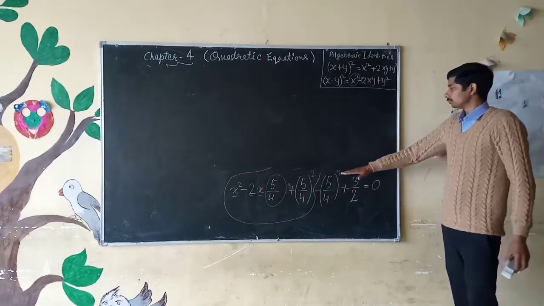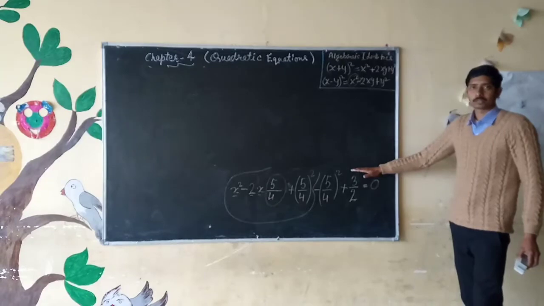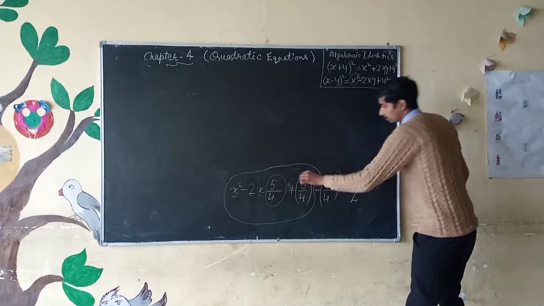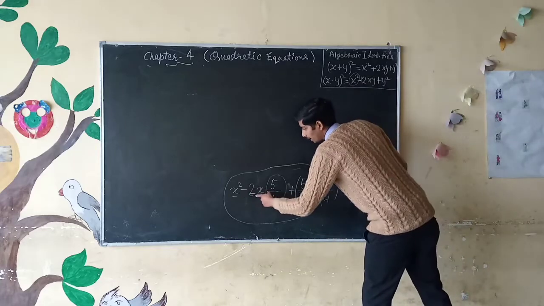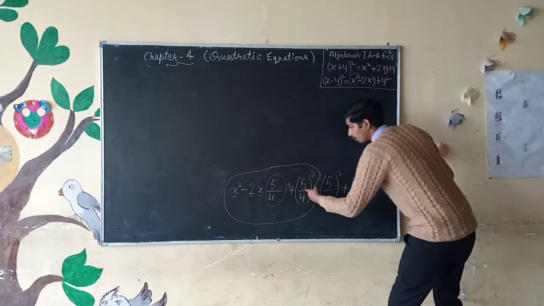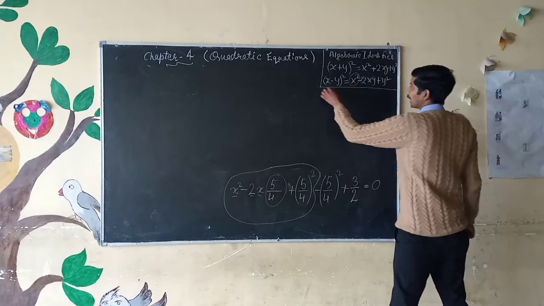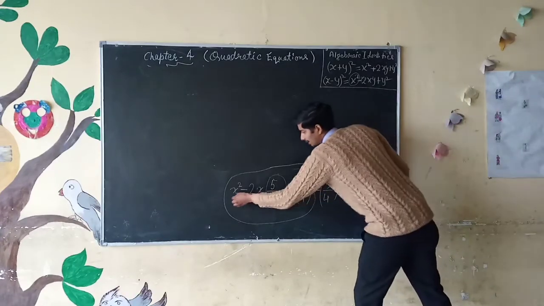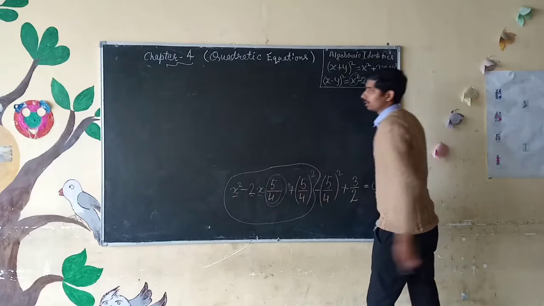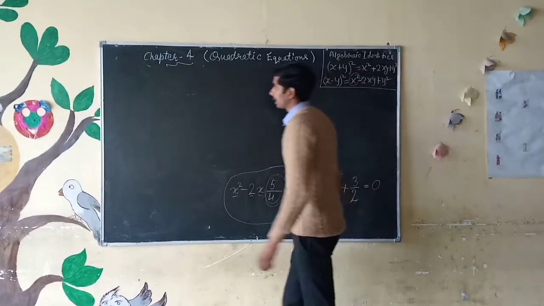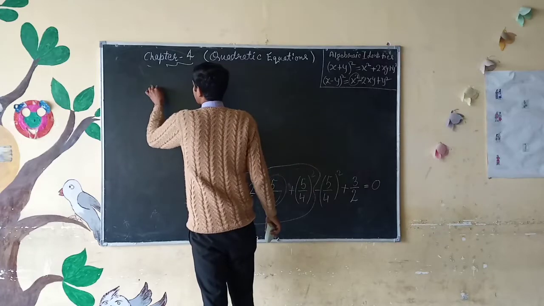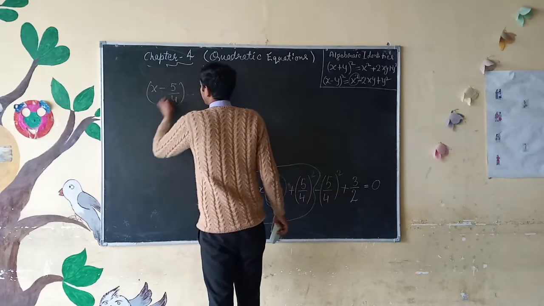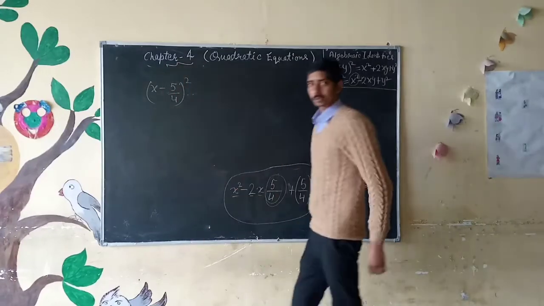See this statement, we can say this as x square minus 2xy plus y square. Can we say that this is x minus y whole square, where x is x and y is 5 upon 4? So can I write it like this? X minus 5 upon 4 whole square. Am I right?